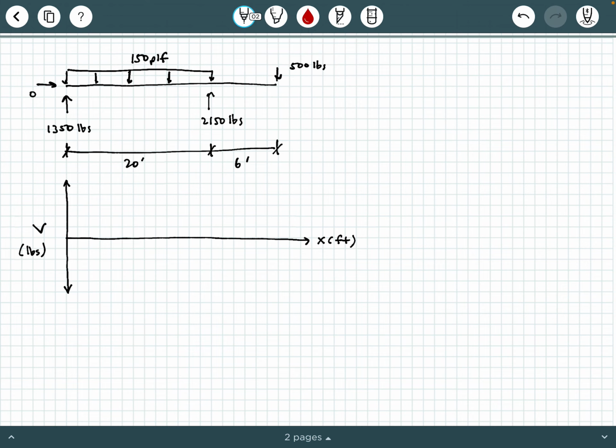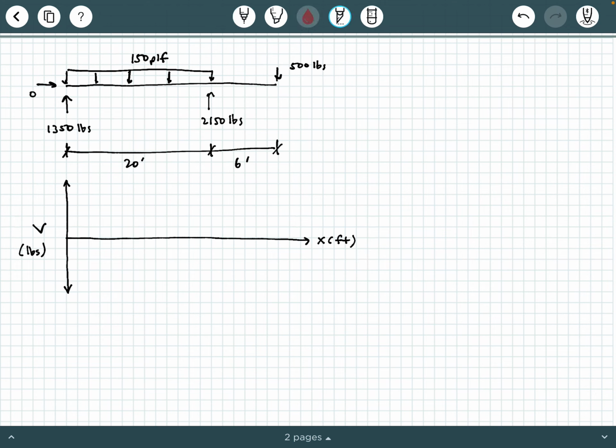The first thing I'm going to do, remember this is the shear force diagram, so this is the force that is parallel to the beam's cross-section. The first thing I'm going to do is say, okay, moving from left to right, I'm going to start on the left side and move from left to right.